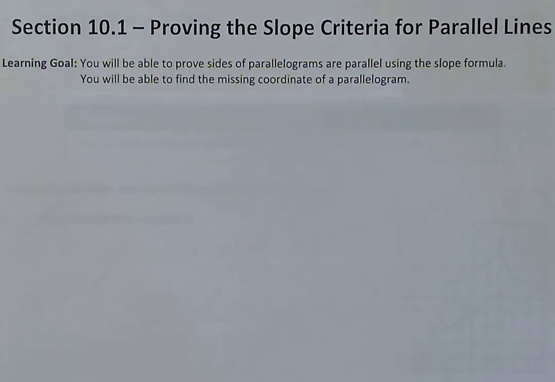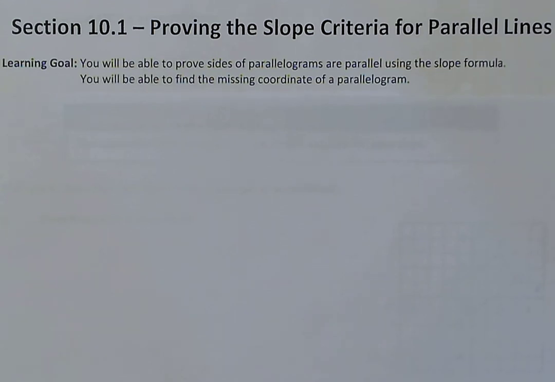For today's lesson, we're going to be taking a look at section 10.1, which is going to deal with proving the slope criteria for parallel lines. Now, for today's lesson, we're going to take a look back at this concept of parallel lines and what we know about their slopes. And we're going to use that idea of the slope criteria for parallel lines to help us answer our two learning goals for today.